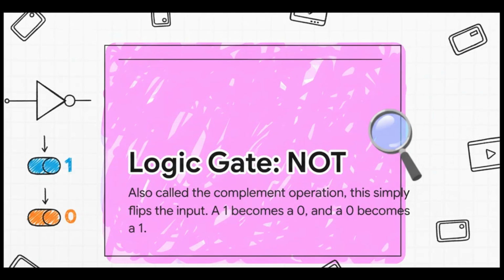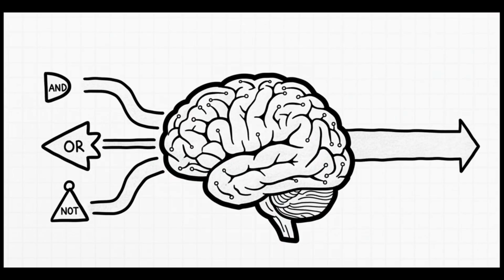And the final piece of our grammar is the easiest one of all, not. This one does exactly what it sounds like. It just flips the input. If you give it a true, it spits out a false. If you give it an off, it makes it an on. Simple as that. And get this, these three super simple operations, and, or, and not, are the entire foundation of a field of mathematics called Boolean algebra. This is the language computers use to make every single decision. It's basically how they think.